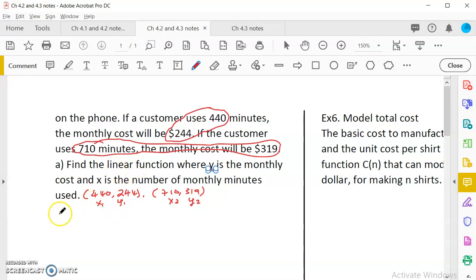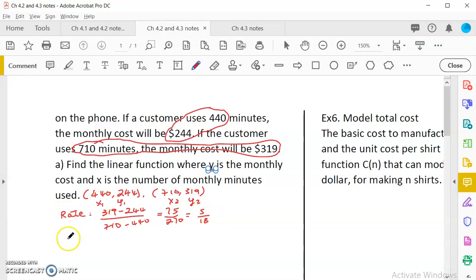So now let's find the slope. In order to do the linear function, we have to find the slope. y2 minus y1, 319 minus 244, the two costs, over how much change in minutes? 710 minus 440. So that would be equal to 75 over 270. If you use a calculator and simplify, it is 5 over 18. Unless it's not simplifiable, if you can, you should use a more accurate number.